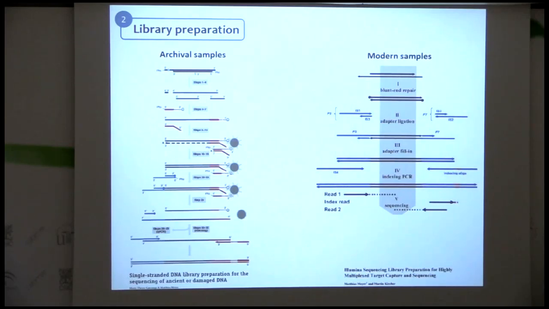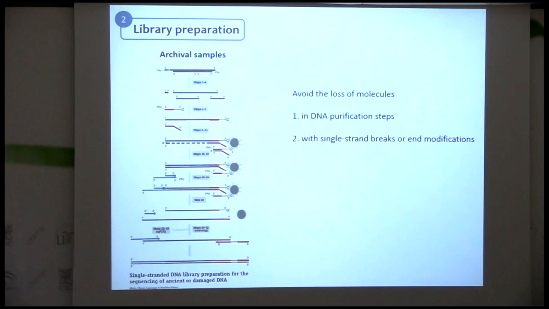I constructed two types of libraries depending on the age of the sample. For modern samples, I constructed double-stranded libraries, and for archival samples, I constructed single-stranded libraries. The overall idea is similar, but in double-stranded libraries, adapters are attached to double-stranded molecules, while in single-stranded libraries, the double-stranded molecule is first heat denatured to single-stranded molecules, and each single-stranded molecule serves as a template for further steps.